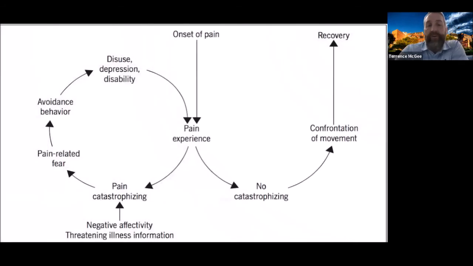And this is the cycle that I want to get them out of, right? I mean, we're going to experience pain, but I don't want them to catastrophize. I need them to confront eventually the movement that they are fearful of, so that they can recover. What's on the left-hand side is what I want to keep them out of or get them out of, and moving into recovery.